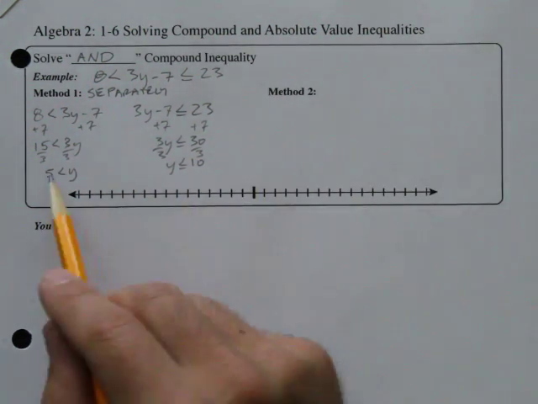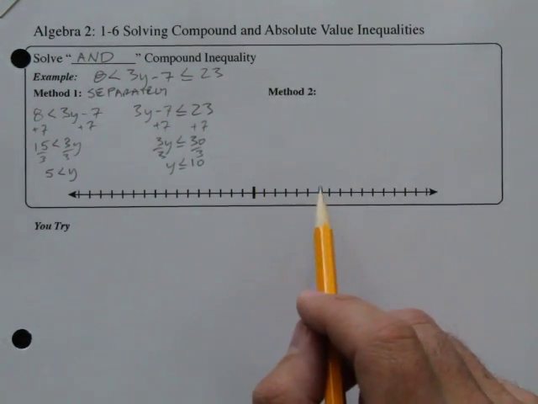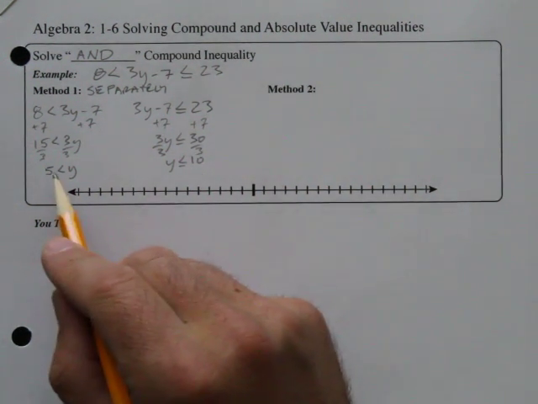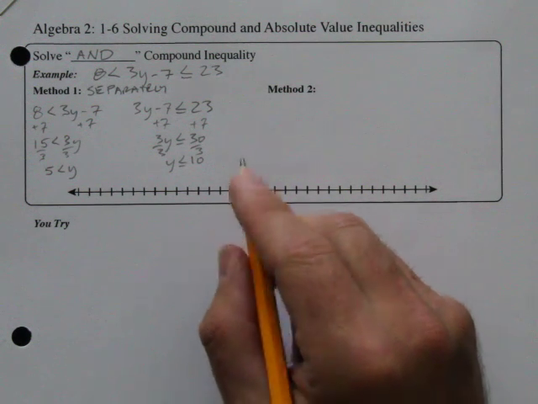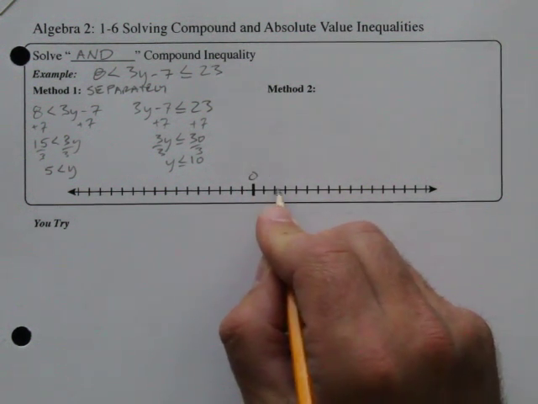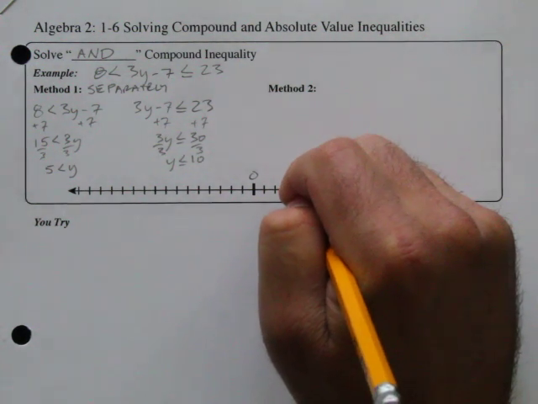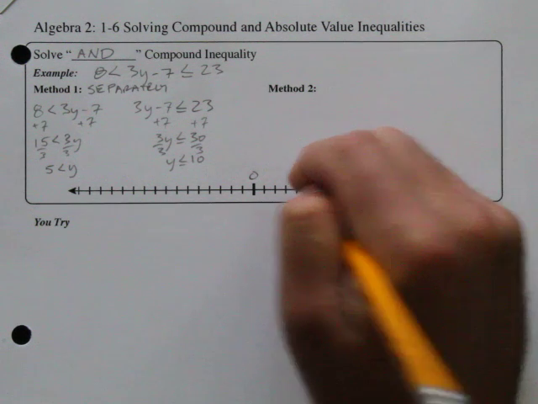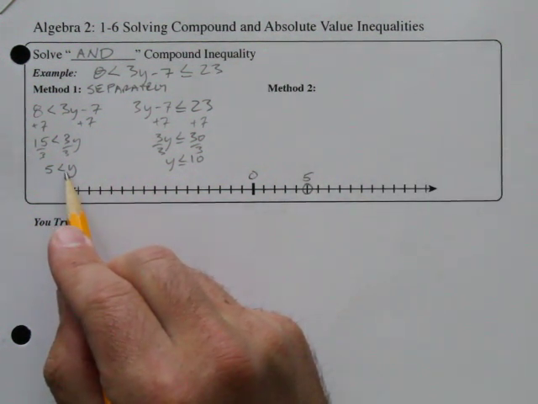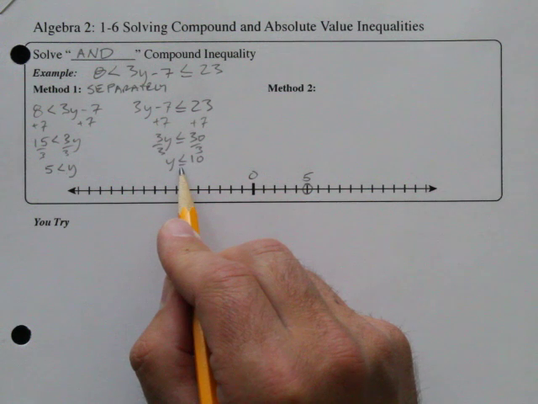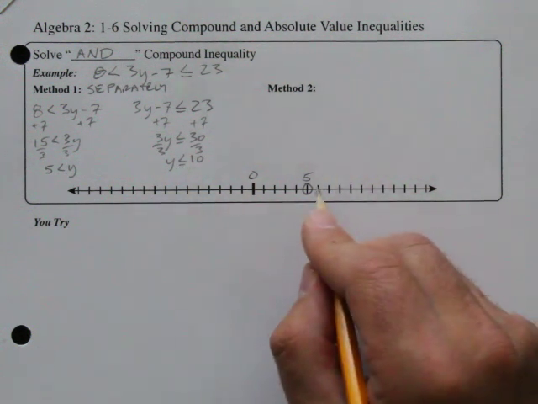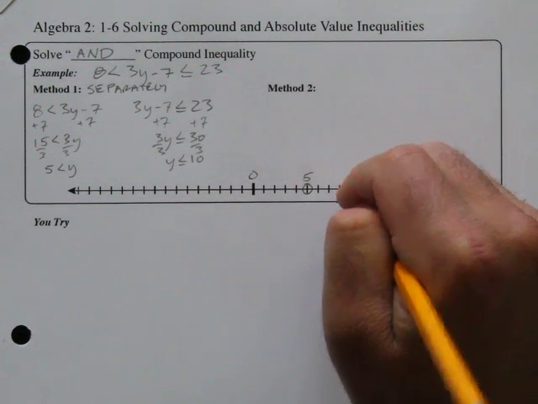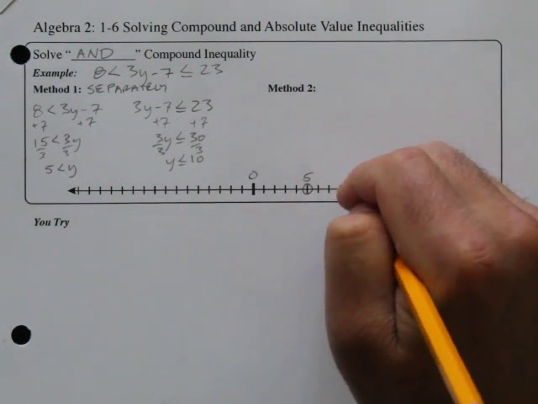So I'm going to find these two values on my graph here and plot those, and then we'll look at method number 2. So I'm going to find 5. If this is 0, then this is 1, 2, 3, 4, 5. An open circle at 5, because 5 is not included in the solution here. And we're going to look at 10: 5, 6, 7, 8, 9, 10. This is going to be a closed circle because it is or equals to, so it is included.